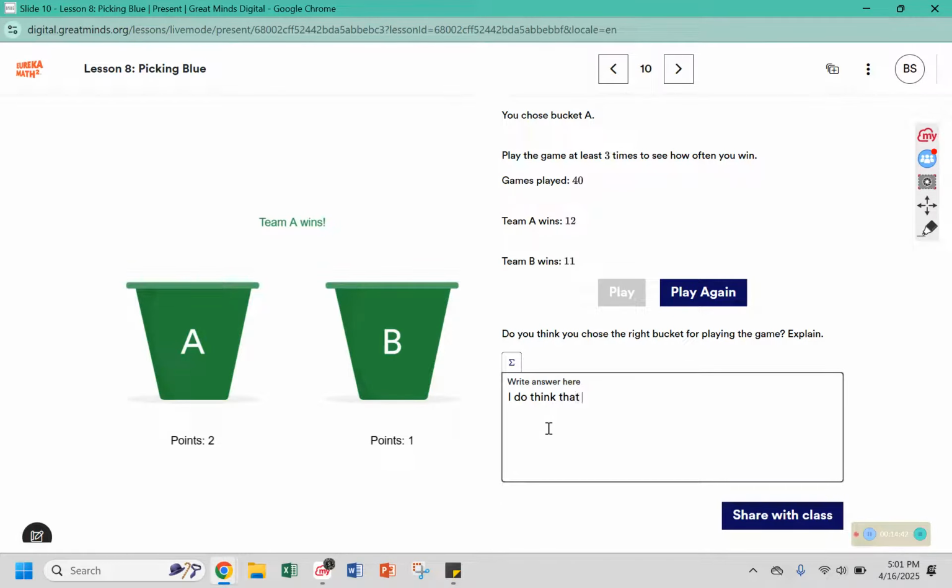And the reason is because the probability of picking a blue from each bucket was higher in A. Now, just because the probability of selecting a blue is higher doesn't necessarily mean that we're going to select a blue each time we draw from bucket A. There's still a chance that I could get a red, which impacts whether I win or lose.